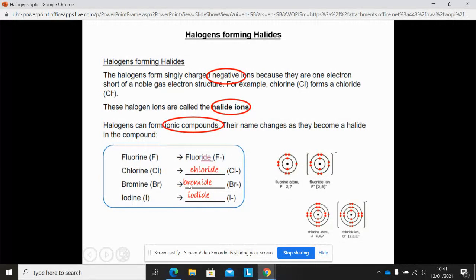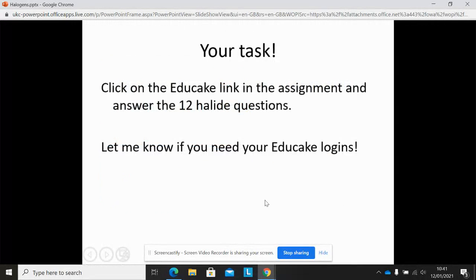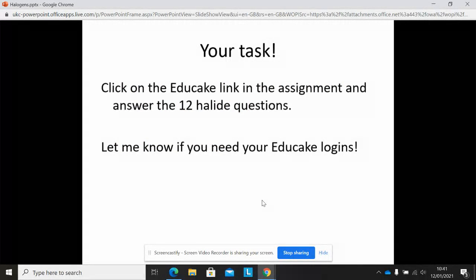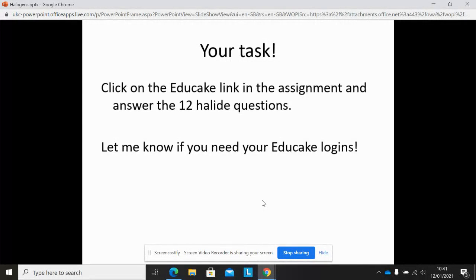That's all I'm going to talk about today, because now I've set you a task, which is an Educake series of 12 questions, all about halides. Now with Educake, if you have a problem with the logins, just message me and I can send them to you. You can have a go a couple of times at the test to improve your scores, but you should all be fine. But any problems, give me a shout and I'll be about during your lesson. Okay?